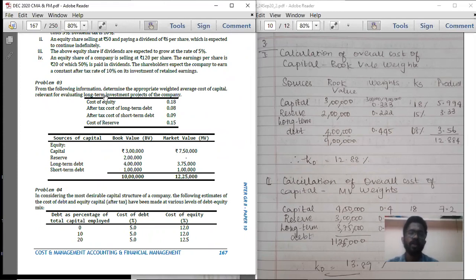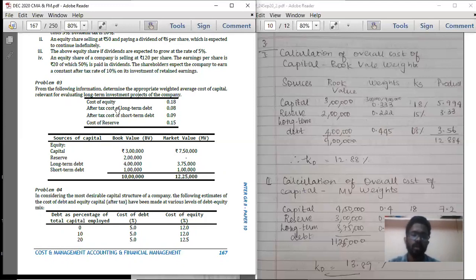Read the question. From the following information, determine the appropriate weighted average cost of capital relevant for evaluating long-term investment projects of the company. They are asking cost of capital, that is overall cost of capital, relevant for evaluating long-term investment. Underline this: long-term investment projects of the company. So only for the long-term investment projects they are asking.